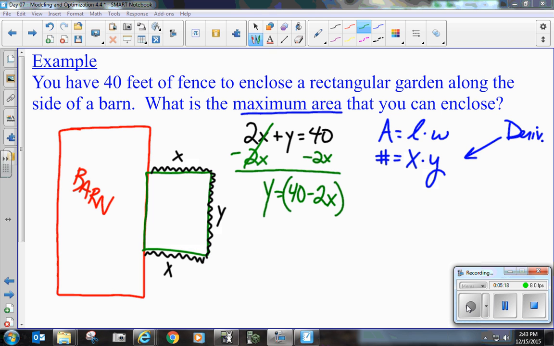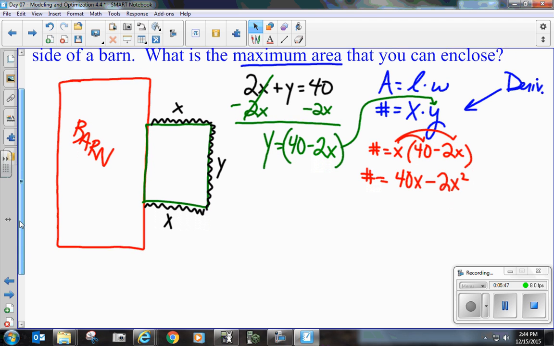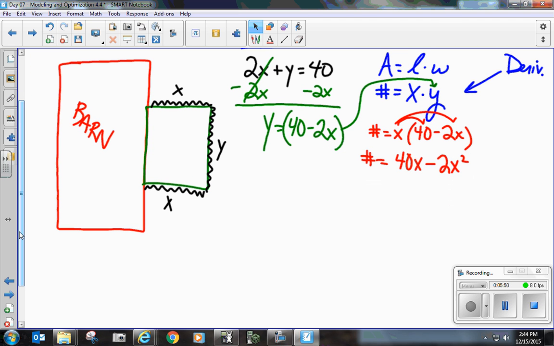Wherever there's a y, I can plug in 40 minus 2x. All right? So some number is going to give me x times 40 minus 2x. And if I distribute that x, I get 40x minus 2x squared. Now I can take the derivative of it, maximize it, find out that critical point, which we're hoping will be a maximum point, and get my dimensions.